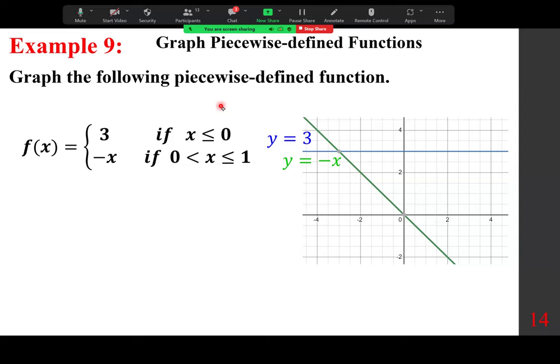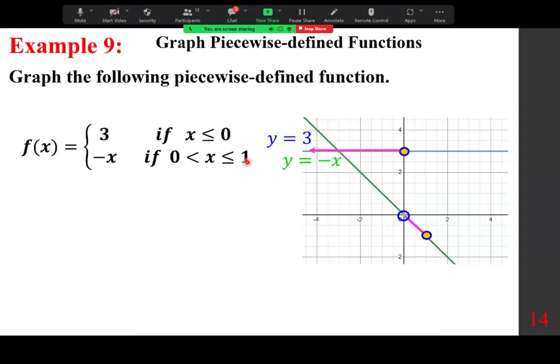Let's see how this thing is going to work. It says f of x is 3 as long as x is less than or equal to 0. So it's this line, as long as x is less than or equal to 0, to the left of 0. So there is a solid point here and everything on this side. That's what it means. What about y equals minus x?